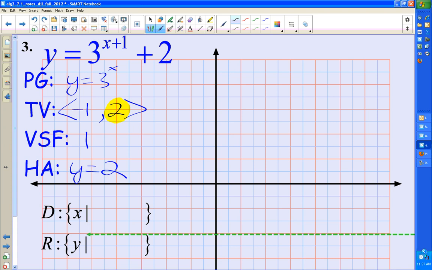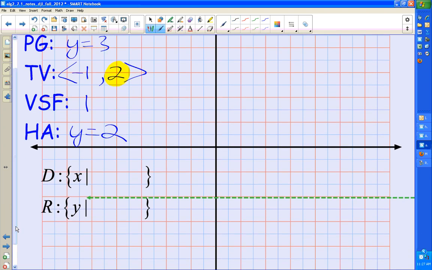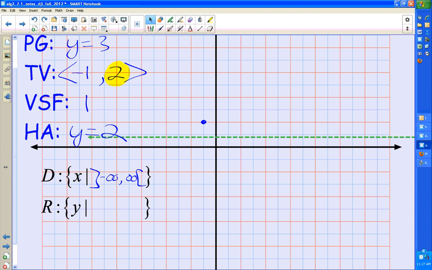Now you can always do the domain right now. The domain is easy. It's always negative infinity to infinity. It's always all reals. There's no mystery to that. The range is always a little bit tricky. So what I usually do is I look at my graph. So at negative 1, 2, there's my new origin. Not a point on the graph, it's just the new origin. There's my asymptote. It goes right through the new origin.